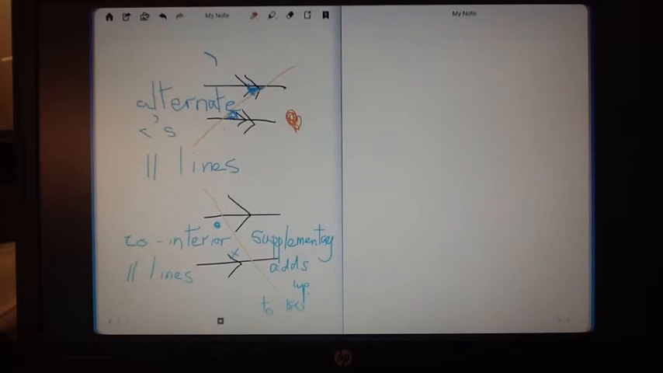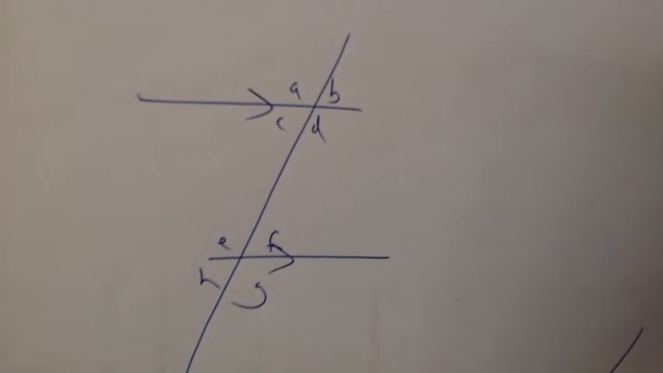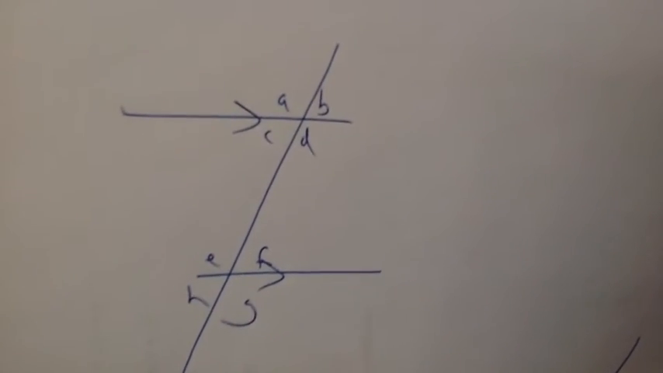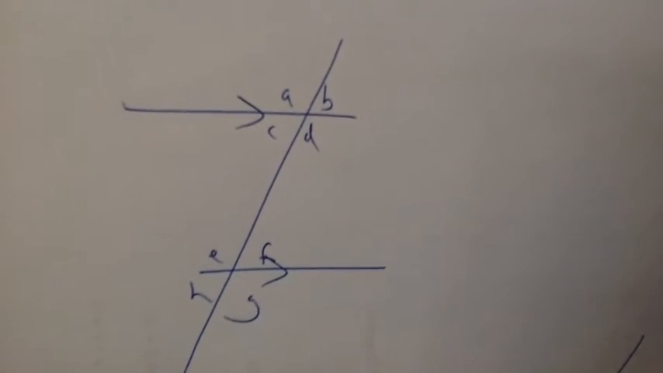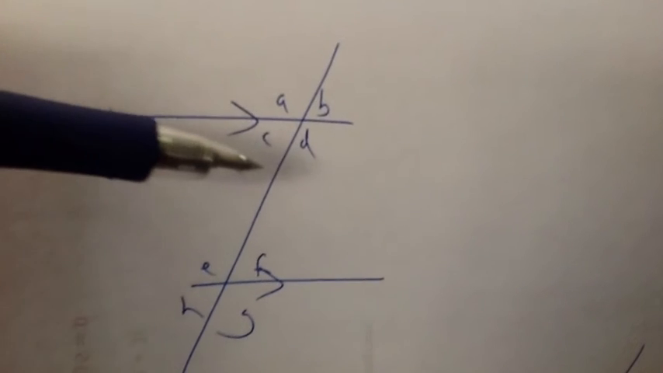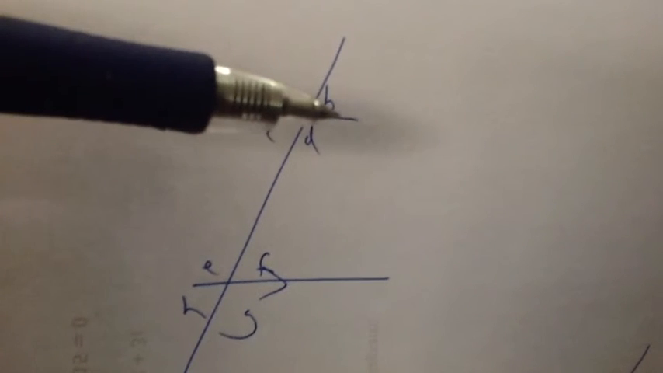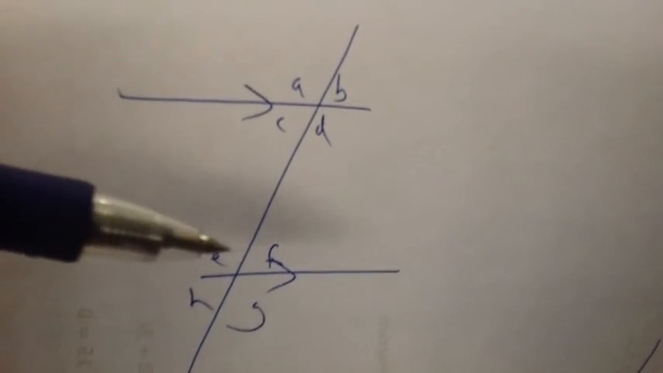And now we're talking about alternate angles. So here we go. There you go. There's your first picture. I want you to stop the tape and then write down which angles are alternate. Fine, so let's do it then. So, alternate angles. C is alternate to F. And D is alternate to E.